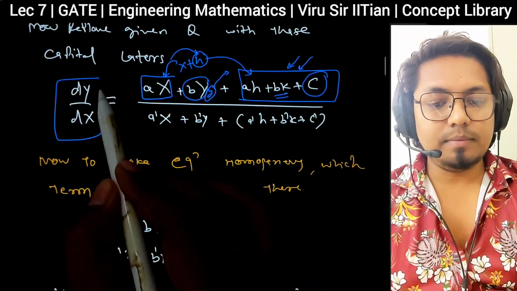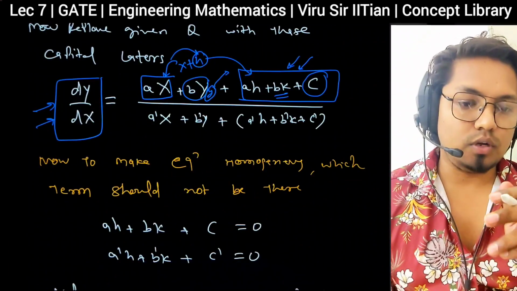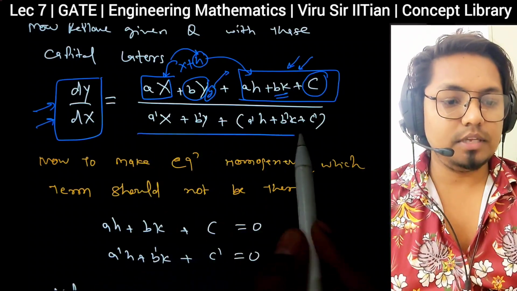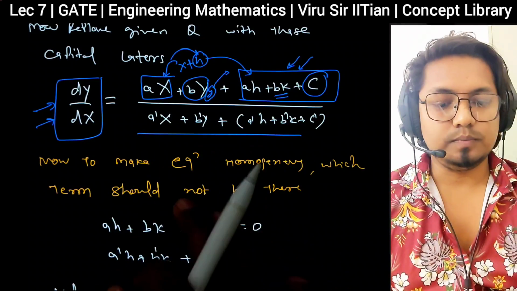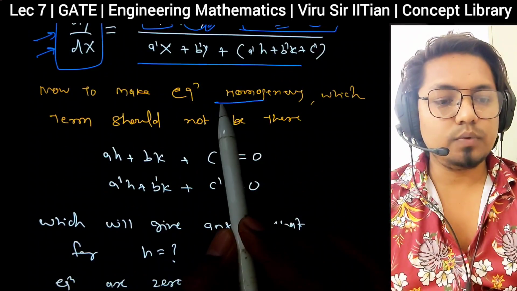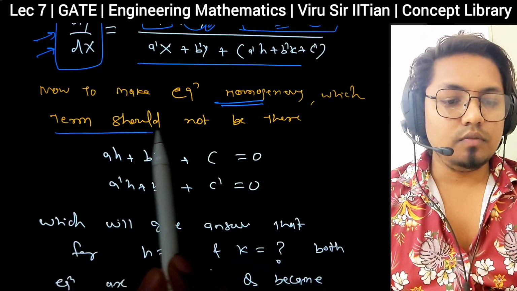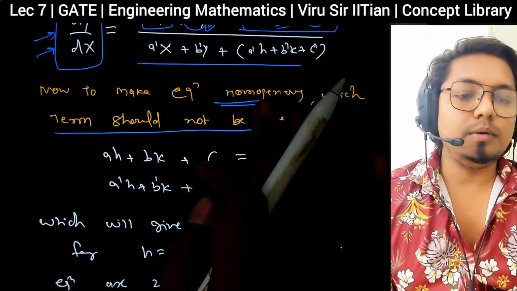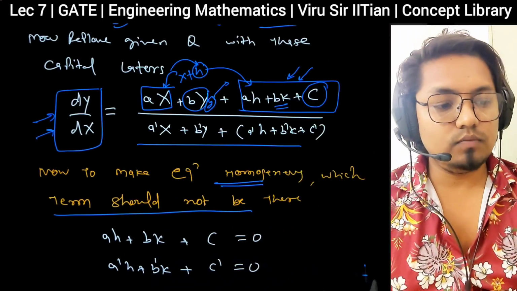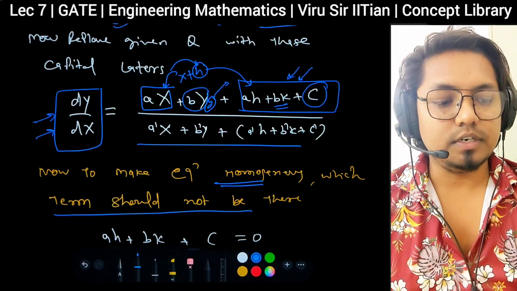So this dy by dx became capital dY by dX. Also notice this one. The same thing happened in the denominator also. Now, to make the equation homogeneous, which term should not be present here? This constant term that you are seeing should not be present here. I will change the color.